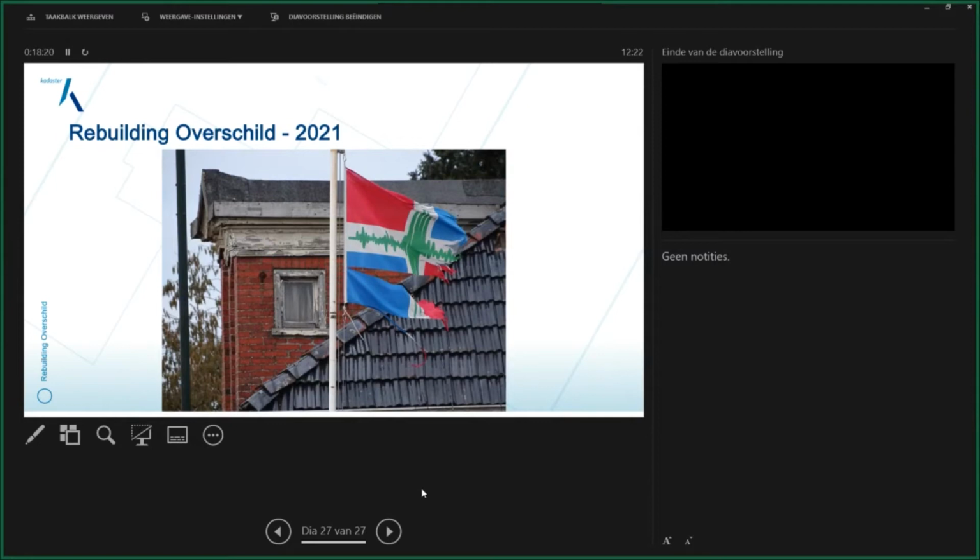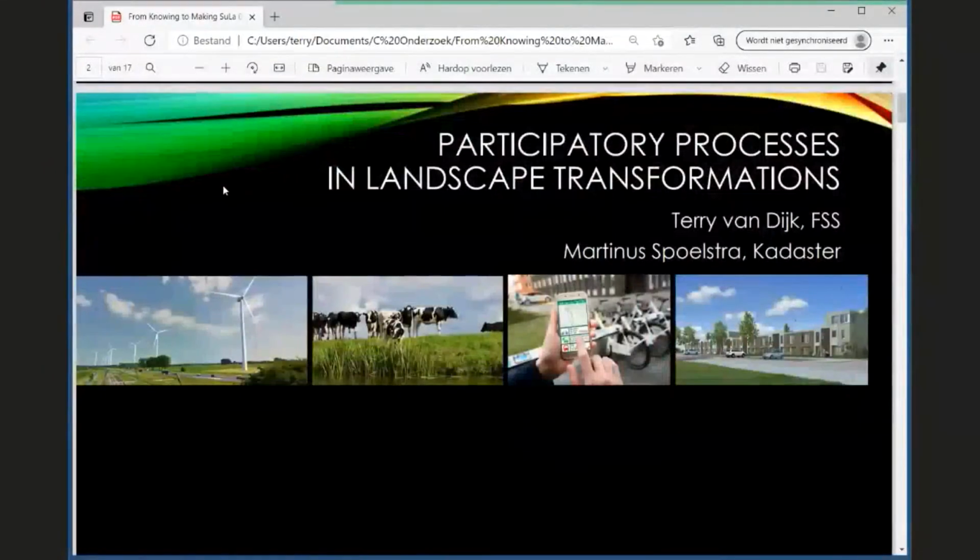I think it's nice to start with this practical view of how things are working out in practice with this area. Now, Teddy, could you take it on from here and reflect on it with more? Yes, I would be honored. Do you see my front slide? Yes, I do.